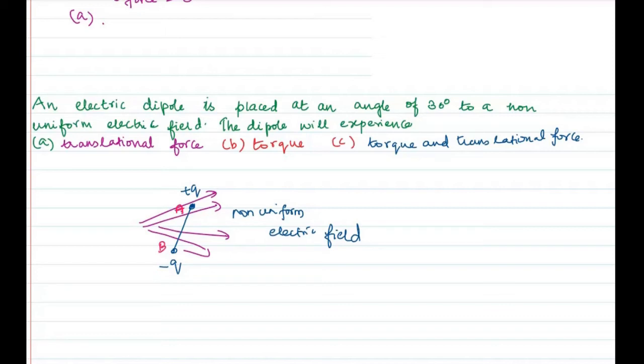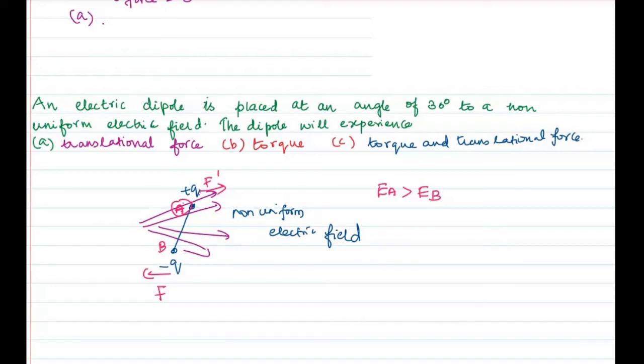Okay, so if the electric field at point A is greater than the electric field at point B, that is, here the electric field is more, because it's non-uniform and we assumed B to be lesser, so EA is greater than EB. Then the force experienced by this positive charge, let it be F dash, and the force experienced by this minus Q will be in this direction.